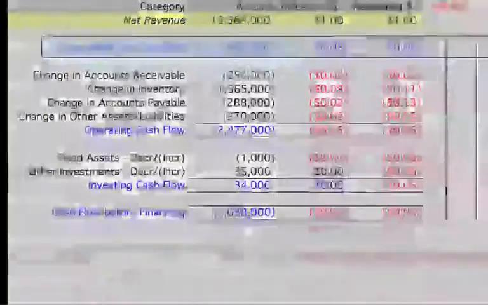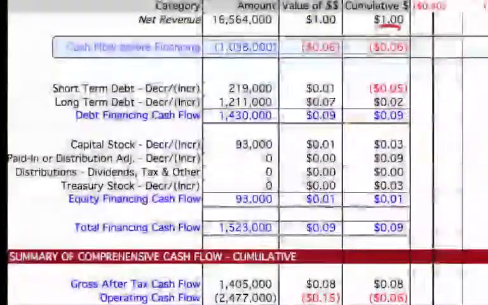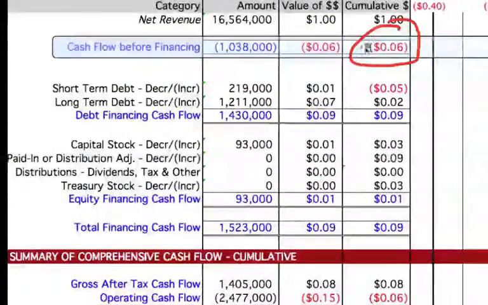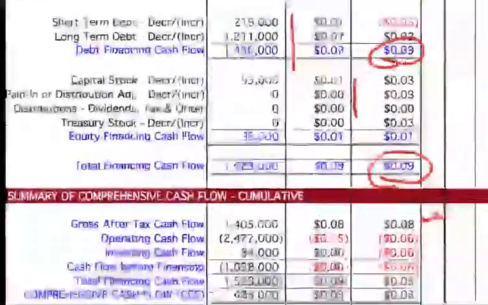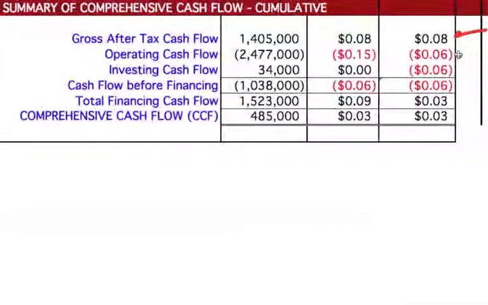Now when we turn our attention to the comprehensive cash flow, there's our 6 cents to the negative for every dollar of revenue in cash flow before financing. And we see that the company offset that deficit by borrowing almost $1.5 million in cash that picked up 9 cents to the good for their cash flow. Not much happened on the equity side, so total financing cash flow is about 9 cents. So what do we end up with? Well, there's our P&L cash of 8 cents.